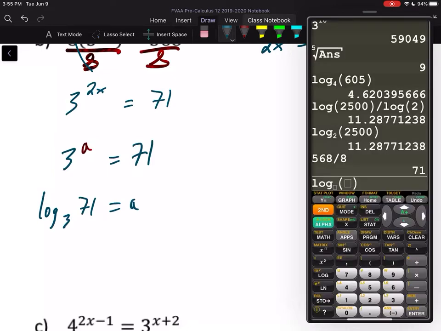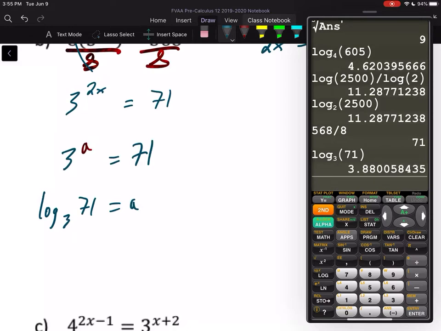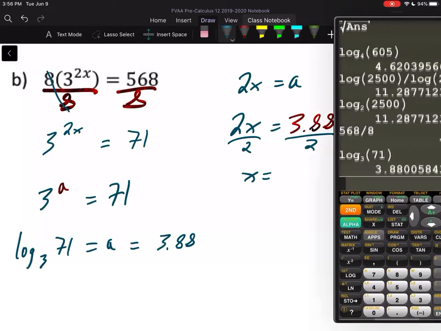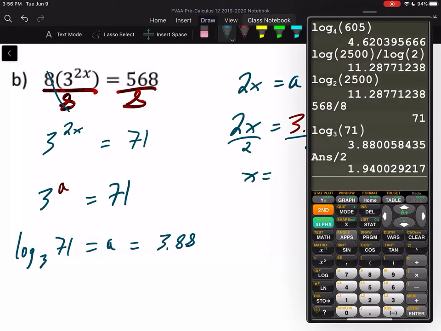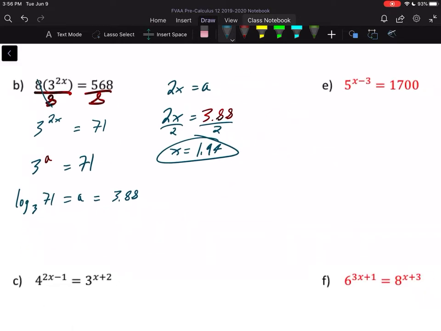Math log base 3 of 71, that's equal to A, which is equal to 3.88. And so in this situation, 2x is equal to 3.88, divided by 2, x is equal to 1.94. That's your final answer there. Okay, using the A method, that's a good method for some of these problems. Okay, go ahead and pause the video and try E.